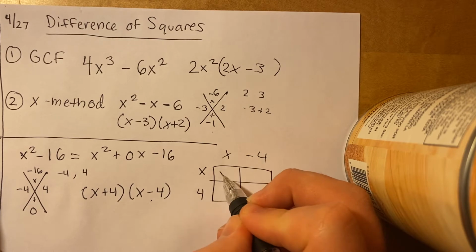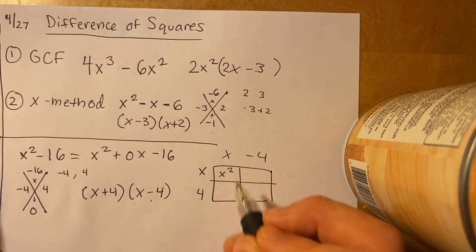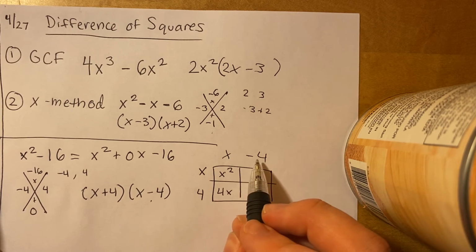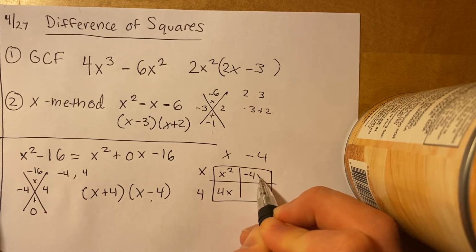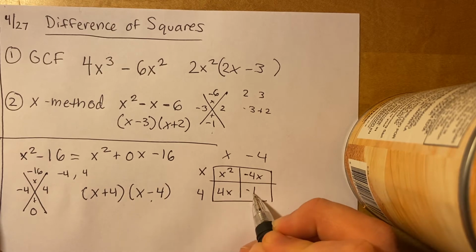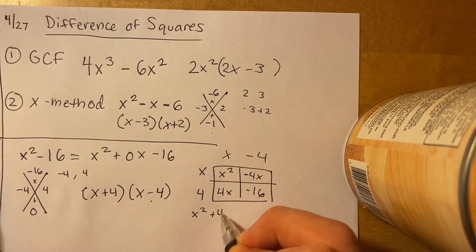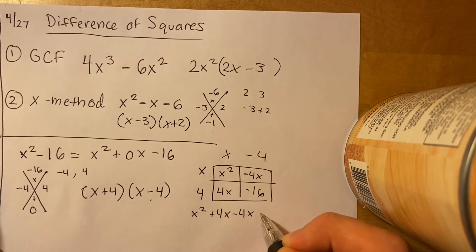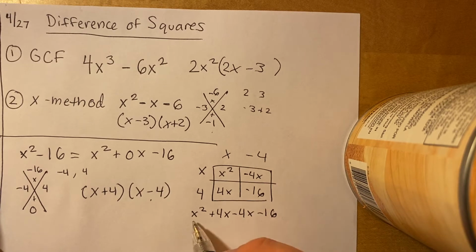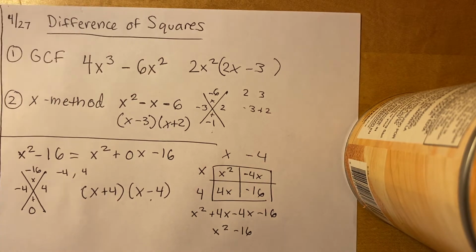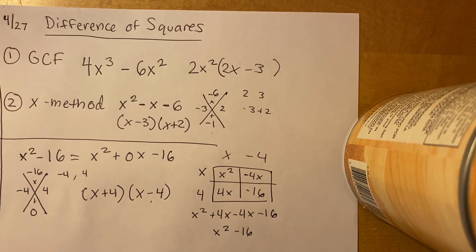X times x is x squared, and then 4 times x is 4x. Then you have negative 4 times x is going to be negative 4x. 4 times negative 4 is negative 16. So when I write this all together, x squared plus 4x minus 4x minus 16, well, these just cancel out, right? Because 4 minus 4 is just 0. So we're left with our x squared minus 16. Okay, so pretty good. Let's move on and try another example.